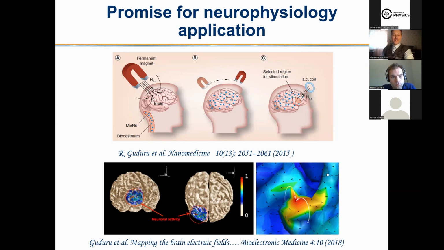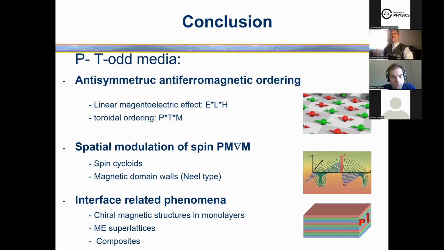So with it, I want to finish my report and again repeat these three ideas: how to make the electric ordering from the magnetic ordering. Three general ideas: antiferromagnetic ordering, spatial modulations, and interface-related phenomena. Thank you for your attention.